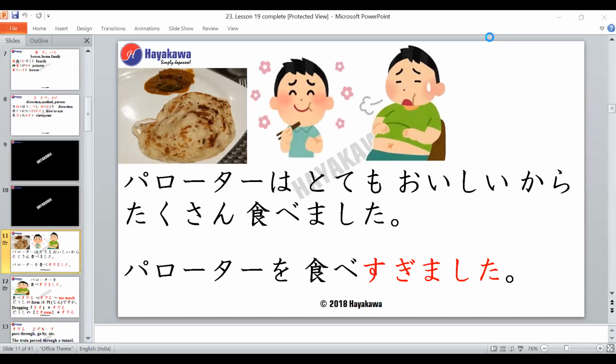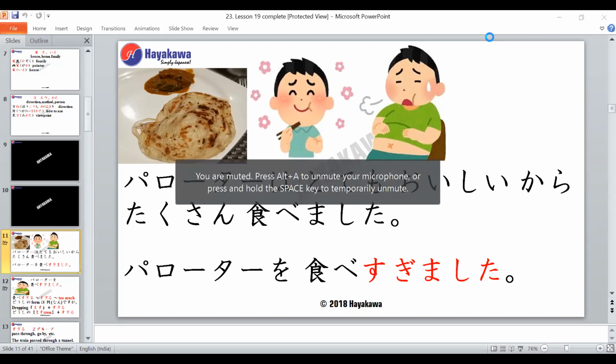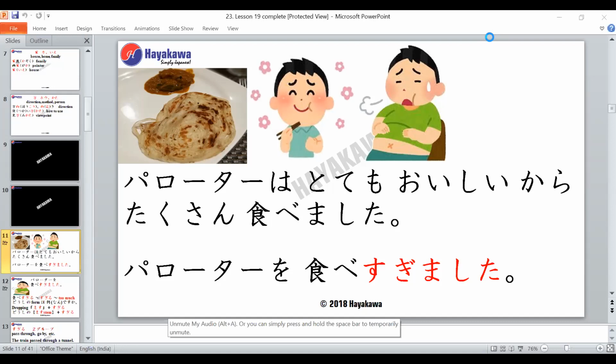So can you read the next line for me and explain it to me, Sirachan? Parota o tabesugimashita. Hello, Sensei, are you able to hear me? Yes, Sirachan. Parota o tabesugimashita, right? Very good, Sirachan. Parota o tabesugimashita.